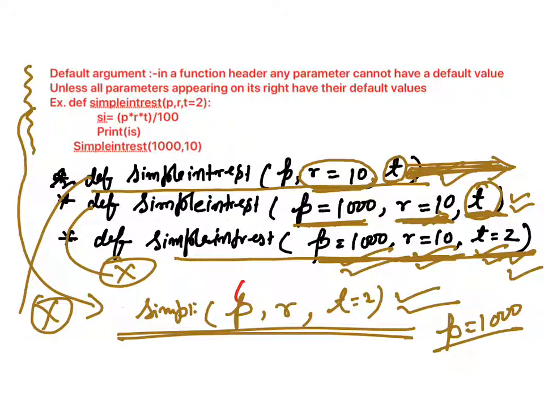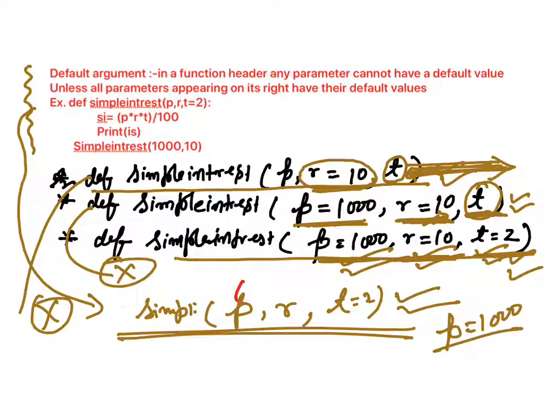So now you go back to the definition of default argument. In a function header, any parameter cannot have a default value unless all parameters appearing on its right have their default values. An example I have given to you here.